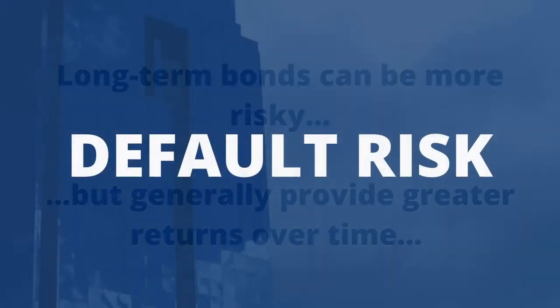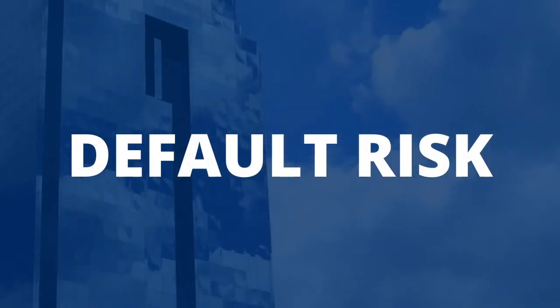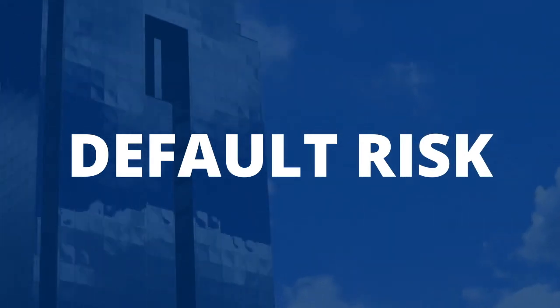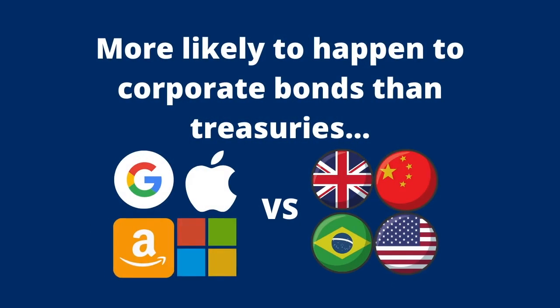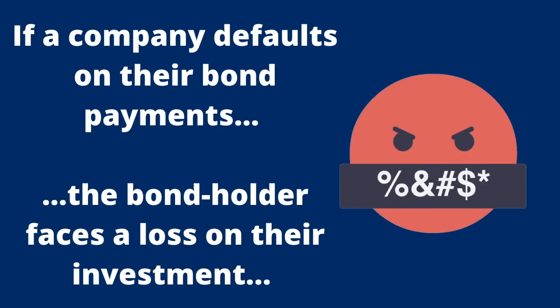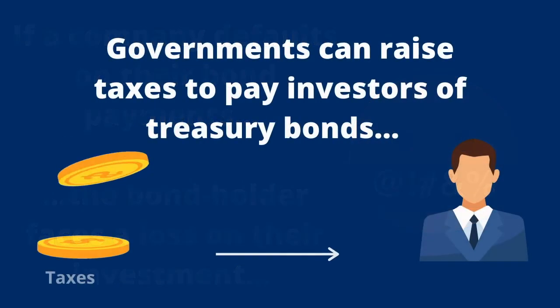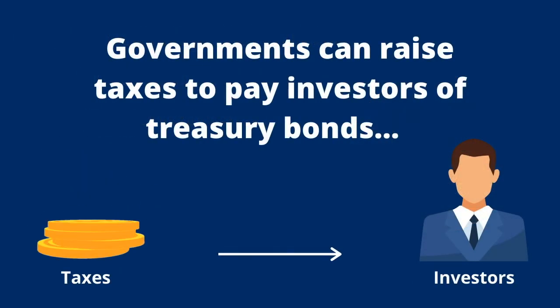Another would be the risk of the bond issuer defaulting, also known as default risk. This is more likely to happen to companies rather than governments or government bodies. If a company collapses, it is unable to pay back the value of the bond to its issuers. Therefore, the bondholder faces a loss on their investment. Government bonds are generally considered lower risk because they can raise more capital from tax revenues to pay investors.